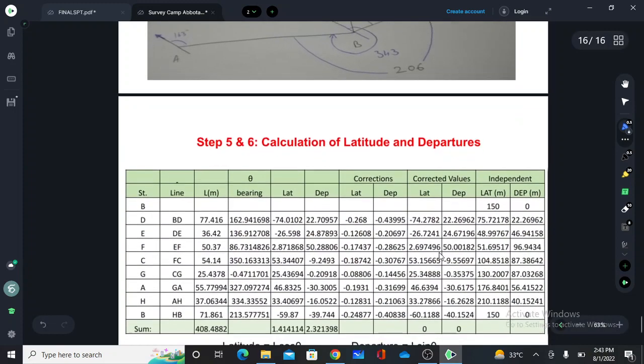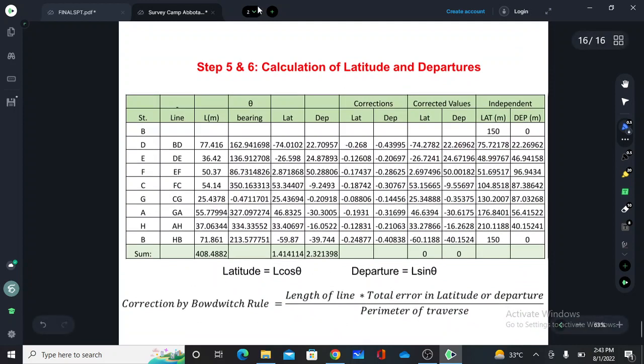Lastly, this is the last table that will conclude your calculation work for your plane traverse sheet. You see here we have stations mentioned from station B, D, E, F, C, G, A and H, and then we have lines BD, DE, EF and FC. We have their lengths, and we have the bearing of each line, indicated with theta.